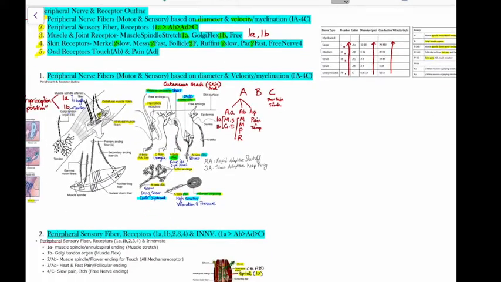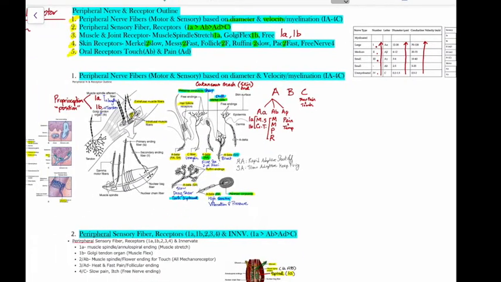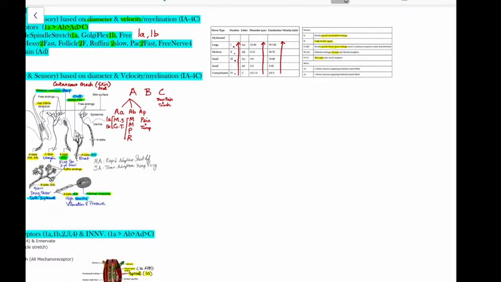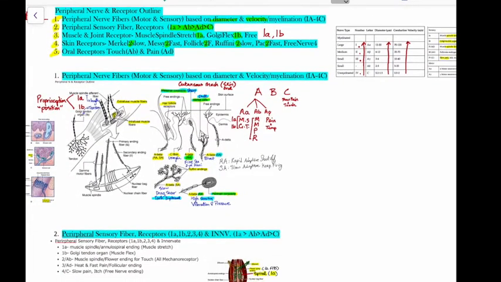So once again, let me just check I didn't miss anything. We talked about point 1, which is diameter and velocity. Increase in the highest diameter, highest velocity is type 1. The lowest is type C or type 4. Then we talked about the muscle joint receptors as well as the cutaneous mechanical receptors, which are mostly type 2. And finally, oral receptors for touch and pain.